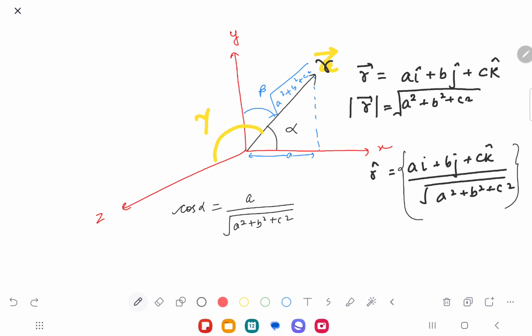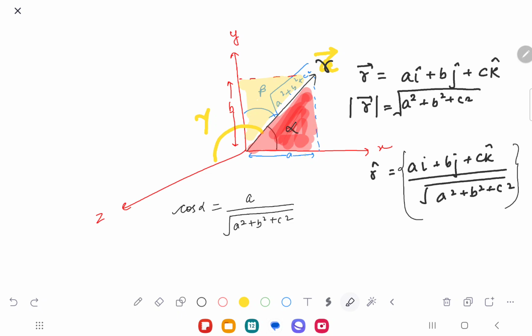Yes or no? This much distance is A, and this much distance is B. So when we are trying to find out angle alpha, I would consider this particular angle. When I'm trying to find out angle beta, I'm going to consider this particular angle. You understand?